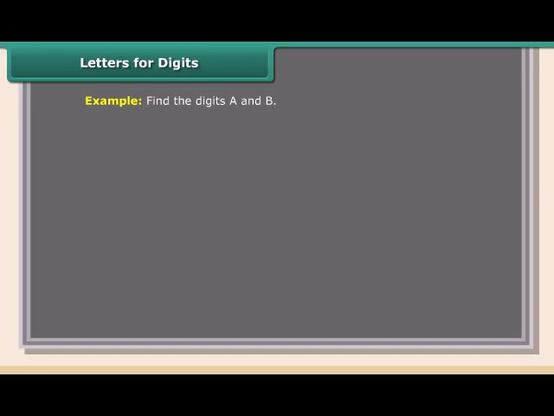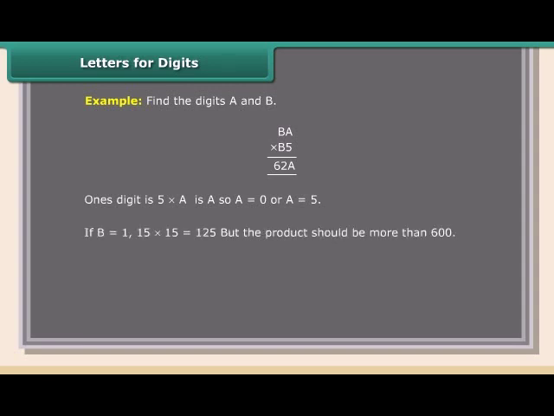Example. Find the digits A and B. BA × B5 = 62A. The ones digit is 5 × A = A, so A = 0 or A = 5. If B = 1, 15 × 15 = 225, but the product should be more than 600. If B = 2, 25 × 25 = 625. A = 5 and B = 2.